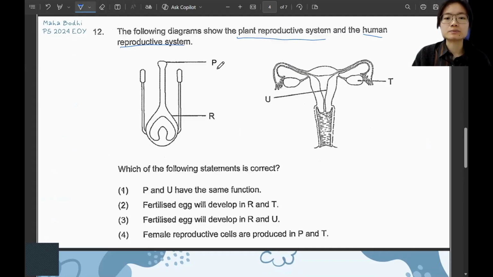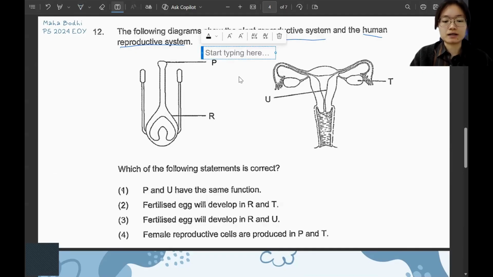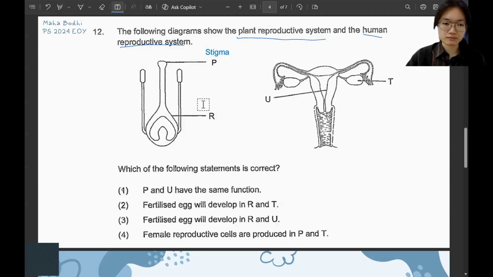So what is P? P is the stigma. Let me change the color of this. Nice. And then R is what part of the plant? It's the ovary, right? So both P and R are the female reproductive system of the plant.